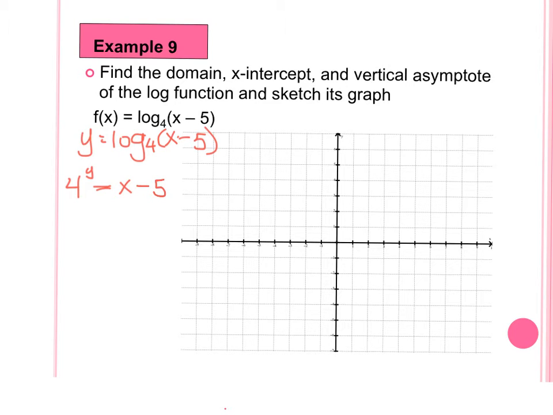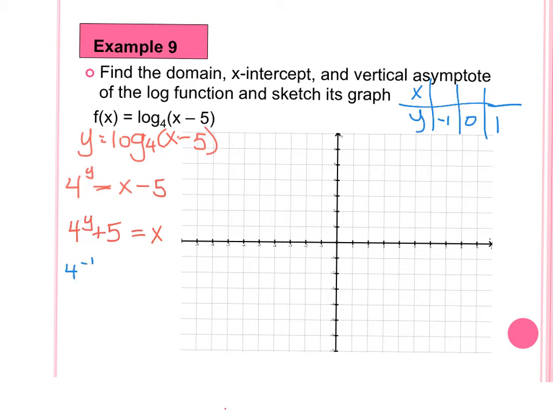And then add the 5 to the other side. So 4 to the y plus 5 equals x. And now I'm plugging my values in for y. So same 3 values I would typically use, except this time I'm plugging in for y.